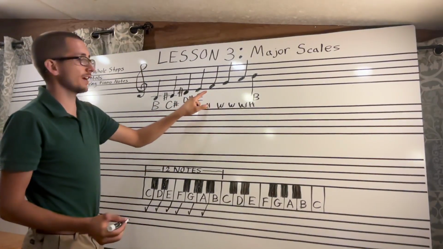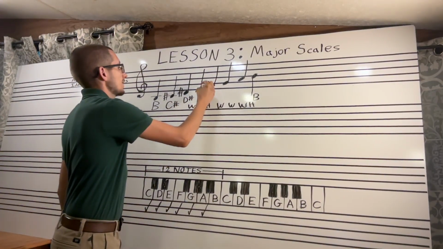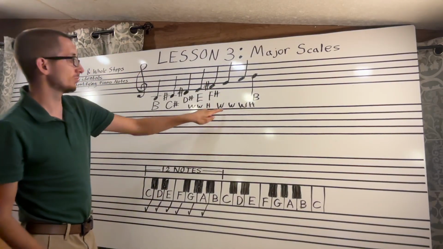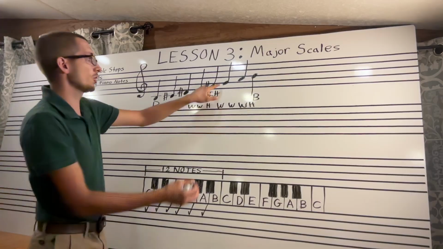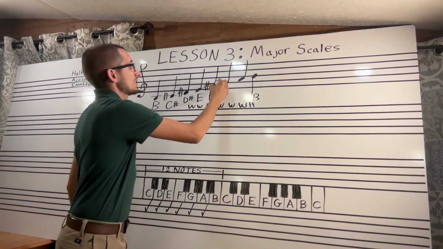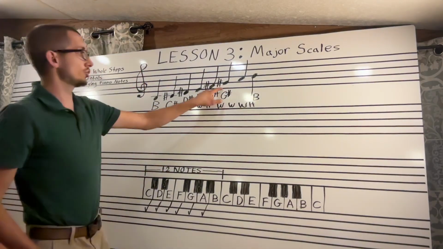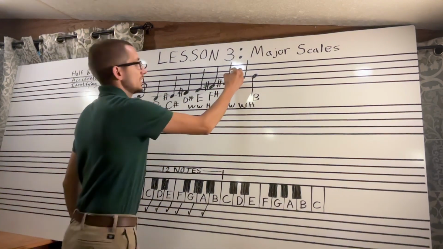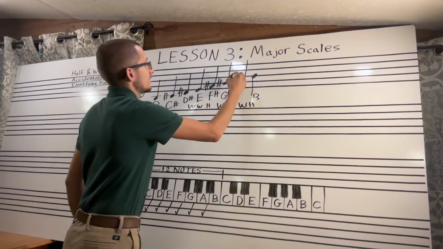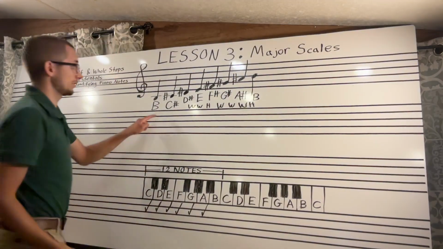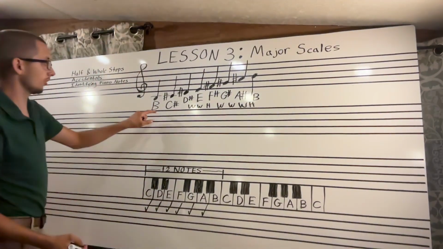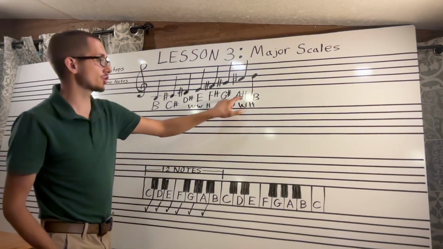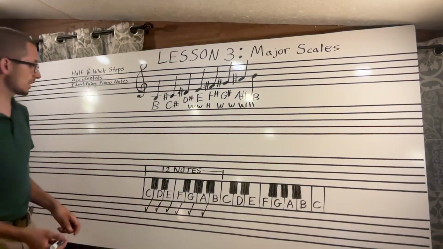E to F is a half step, so we need to add a sharp sign to this F to make it a whole step. F sharp to G, we need another whole step, so we need to make that a G sharp instead. G sharp to A, that's a half step, we need another whole step, so we need to add another sharp sign right there. So these are the notes of our B major scale. B, C sharp, D sharp, E, F sharp, G sharp, A sharp, and B. That's our B major scale.